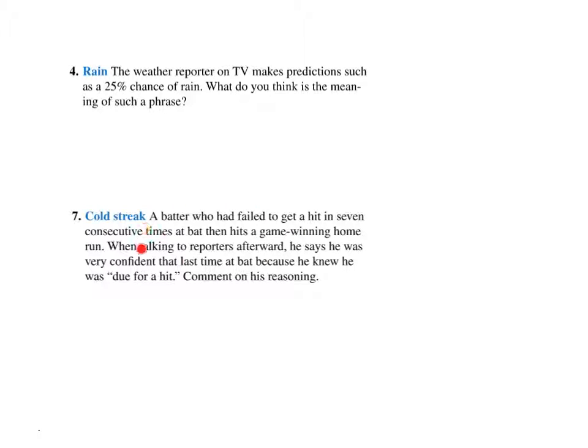Now, this cold streak thing. The batter failed to get a hit in 7 consecutive times at bat, and then hits a home run. He said, well, he was due. Well, as long as each swing, or each time at bat, is independent of the previous one, we can say that there's no such thing as being due for a hit. Now, there are other issues that can go on, but that's not a probability situation.